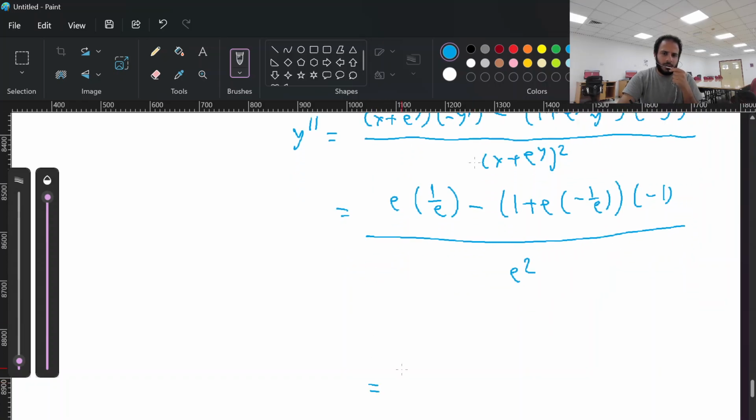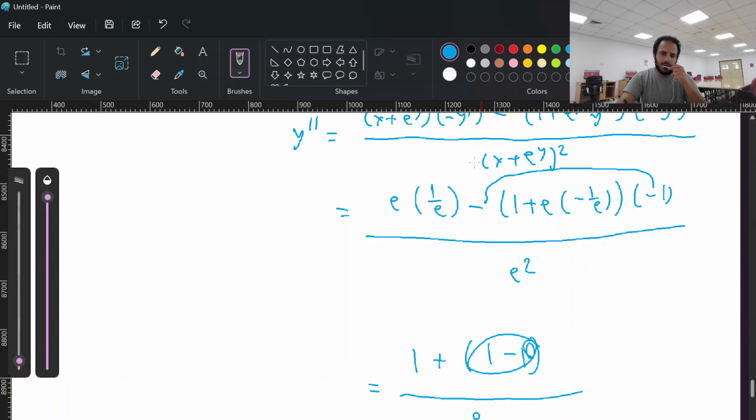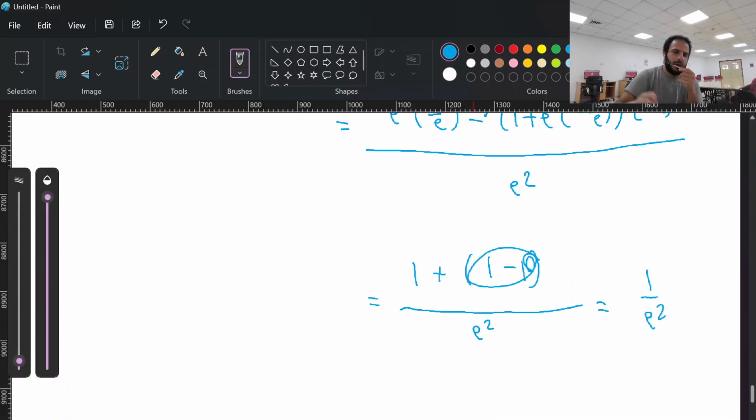So now e times 1 over e is 1, minus 1 times minus, plus. Okay, so I will put it plus 1 minus 1, 0. So this one is 0 over e squared. So the answer of this is just 1 over e squared. It's good. 1 over e squared is good. Do you have questions about this?